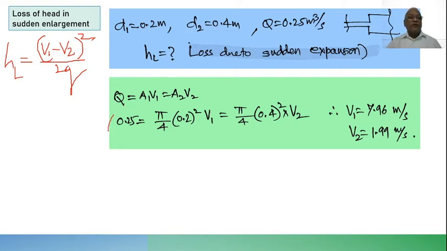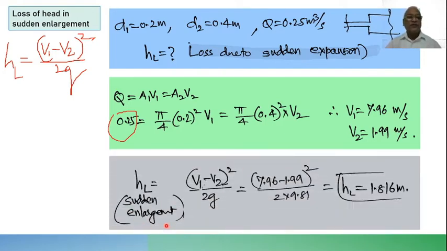We know the value of Q. Because of that we can work out velocity V1 as well as velocity V2, because A is pi d squared by 4 into V1, A2 is pi 0.4 squared by 2, because the diameters are given. V1 comes out to be 7.96, V2 comes out to be 1.99.